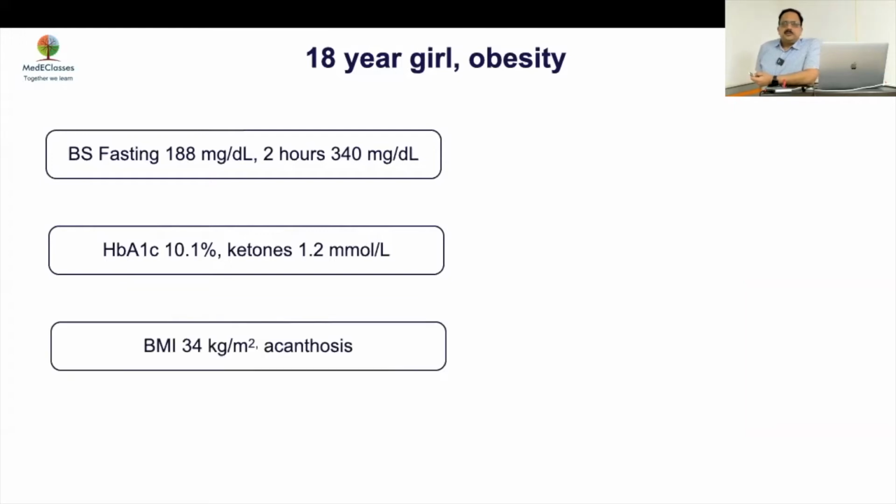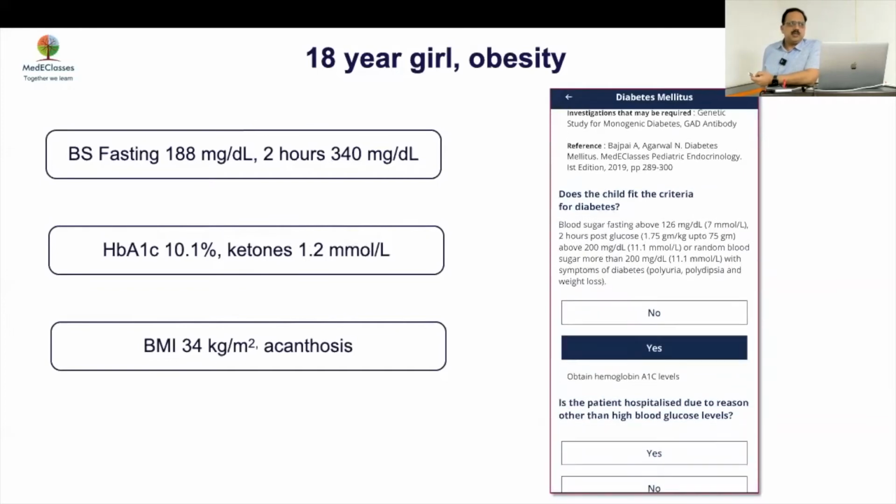Sir, is the patient having osmotic symptoms? Ketones are present. Sir, will require insulin initially. So better to start insulin, maybe basal insulin rather than a proper basal bolus for type 1.